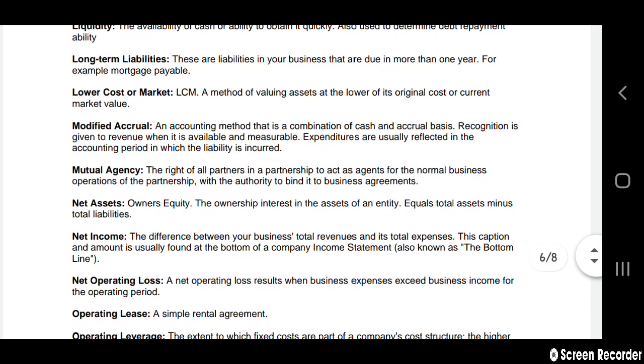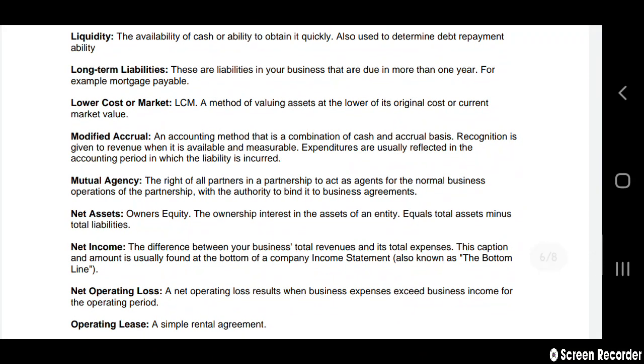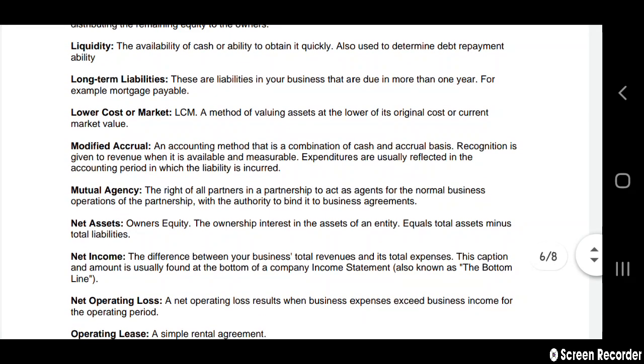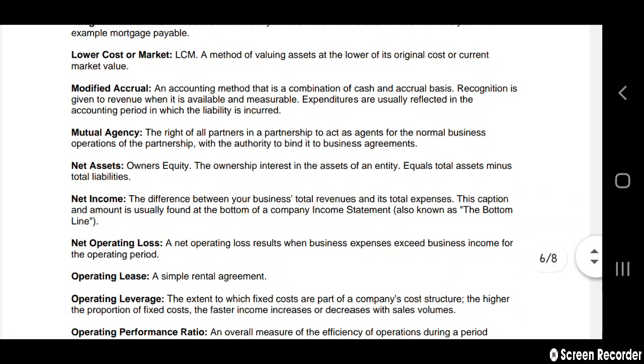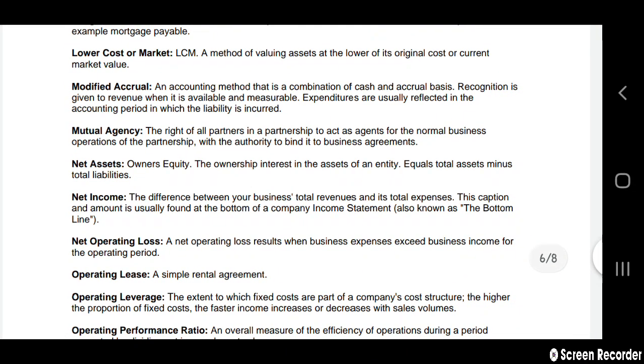Next, long-term liability. These are liabilities of your business that are due in more than one year, for example, a mortgage payable. And lower of cost or market, LCM, a method of valuing assets at the lower of its original cost or current market value, is the LCM.